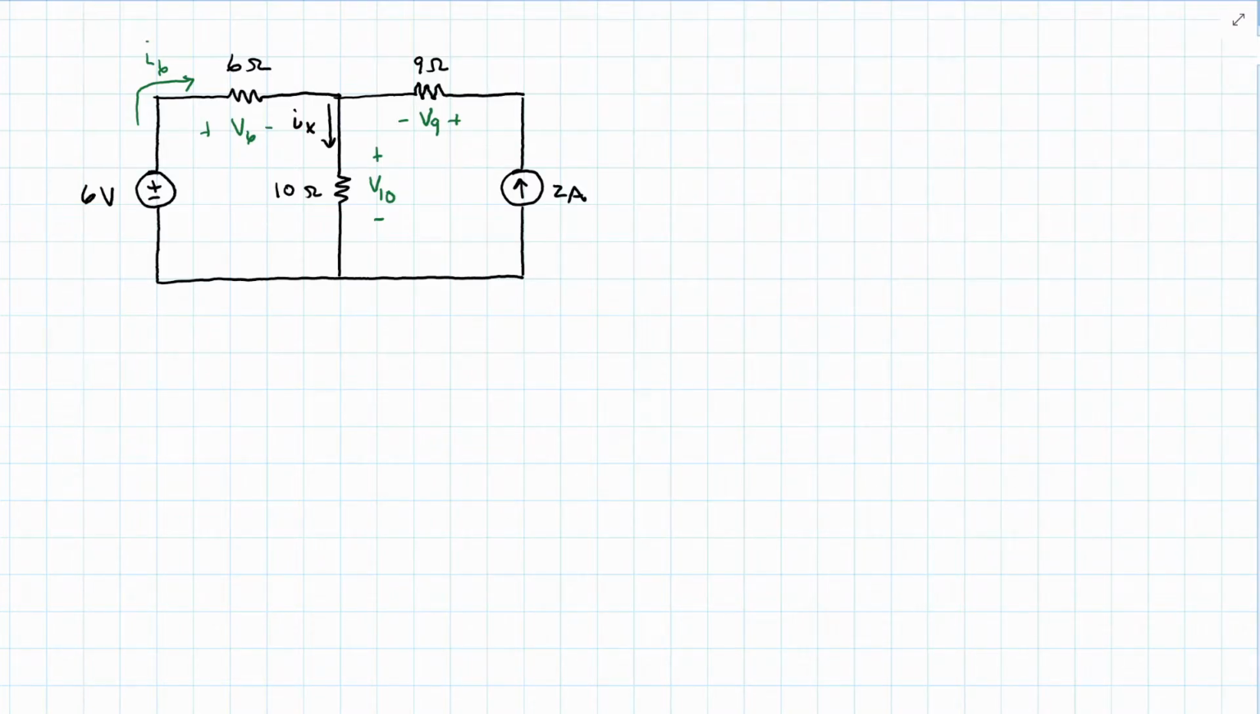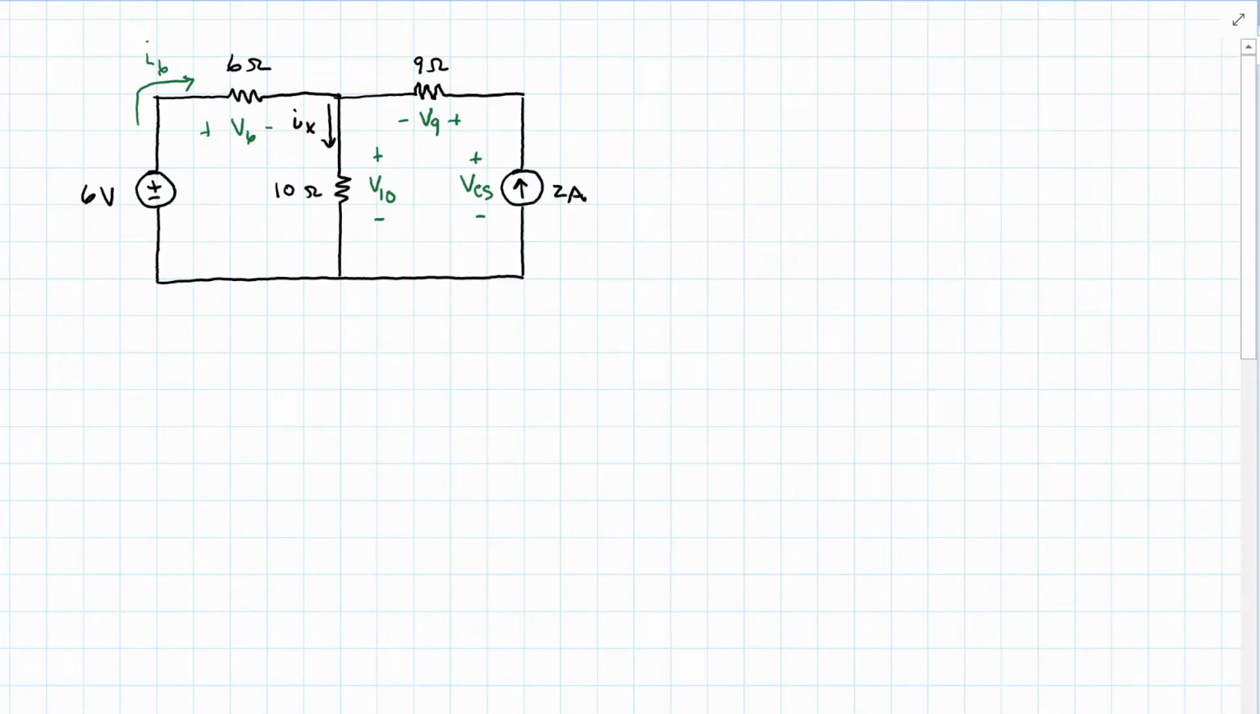and finally, I have one last voltage that I need to account for, which is the voltage drop over the current source. I'm going to call that VCS with positive polarity on top and negative polarity on bottom. I believe that takes care of labeling all of the voltages and currents in this circuit.